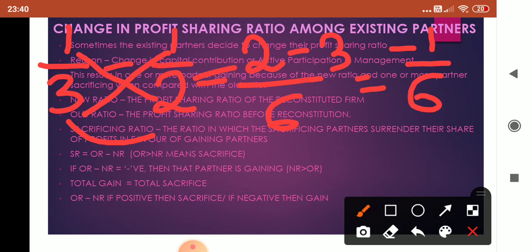And what did we see here? If the answer is negative, then it is gain. So old ratio minus new ratio, A is gaining. You can write here gaining. Okay.